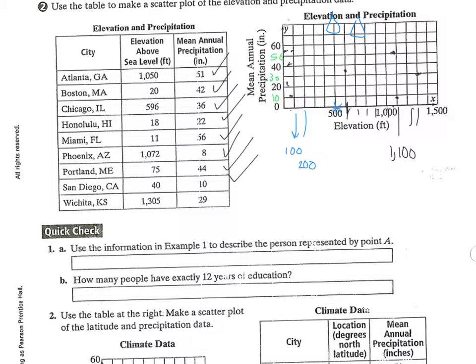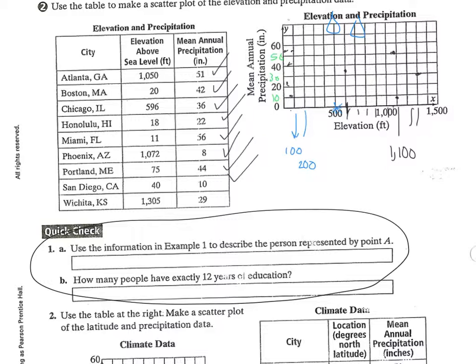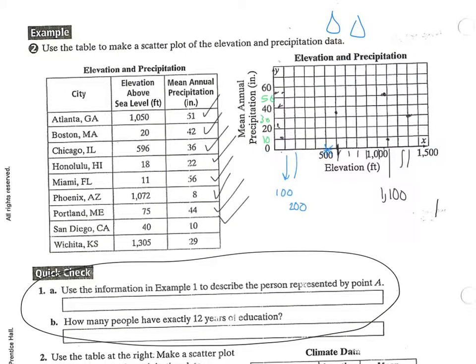Number 1 reads, use the information in example 1 to describe the person represented by point A. Actually, this was on the previous page, and I don't want to flip it back over, so I'm going to skip that. Just make sure when you're doing this, you're paying attention to the scale, the numbers over here and here.